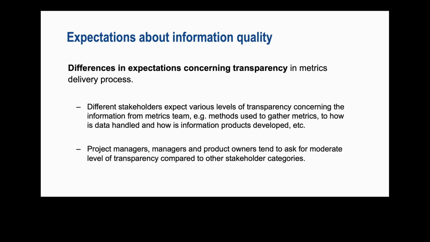The first one is expectations about information quality. All team members agreed that there are differences in expectations concerning transparency. And again, this is something that is relevant to any organization: how transparent you are when you deliver your results, what expectations about transparency your stakeholders have. It's a quite important question.